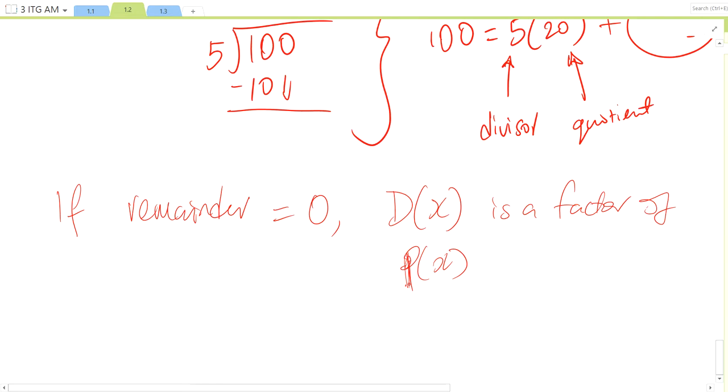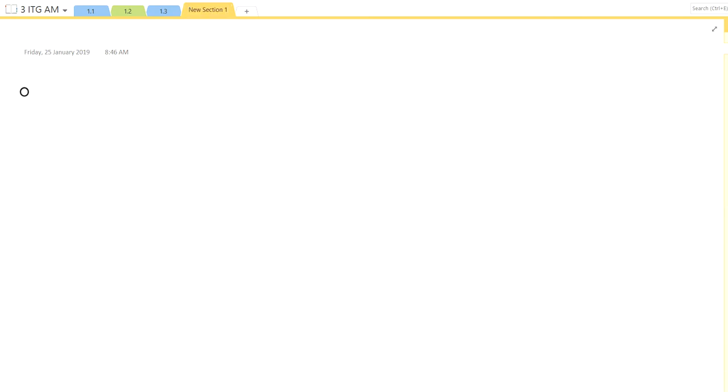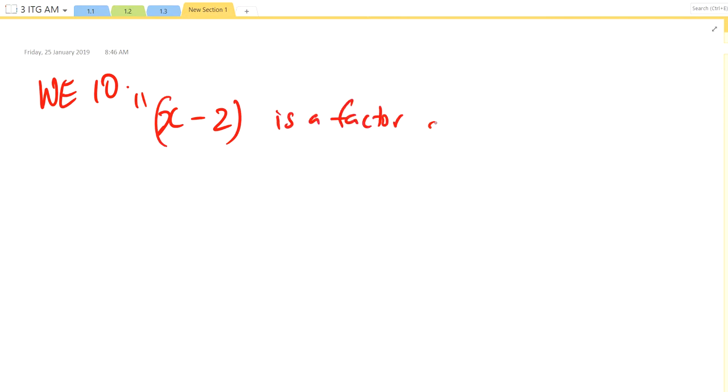Okay, we see how we can use that. So 1.4, factor theorem. Let's take a look at worked example number 10. Find the value of k for which x minus 2 is a factor. So I'll just write down these key phrases. x minus 2 is a factor of f(x). Digest it. x minus 2 is a factor of f(x).